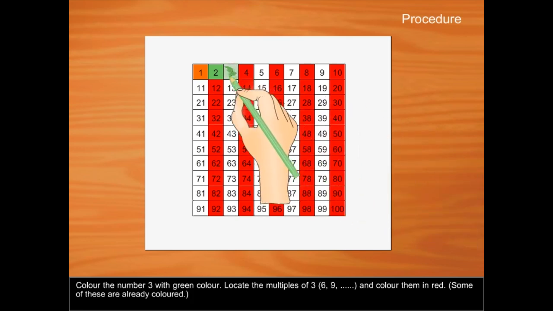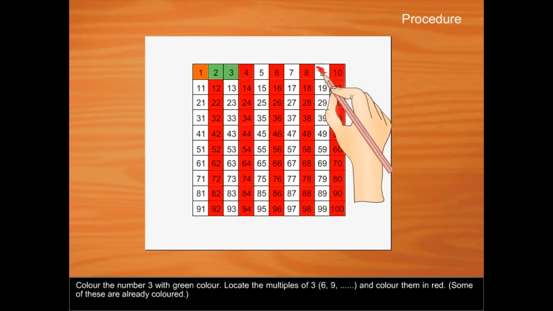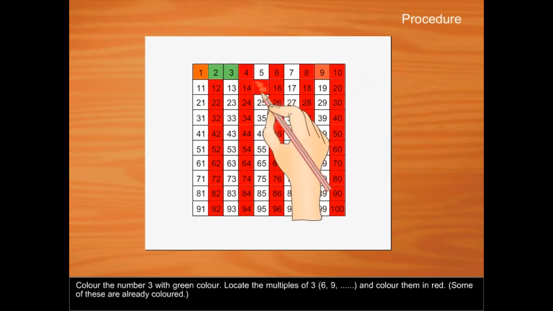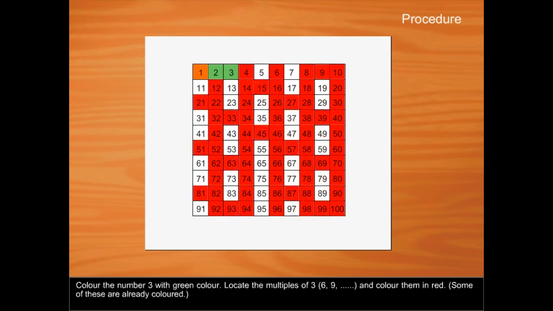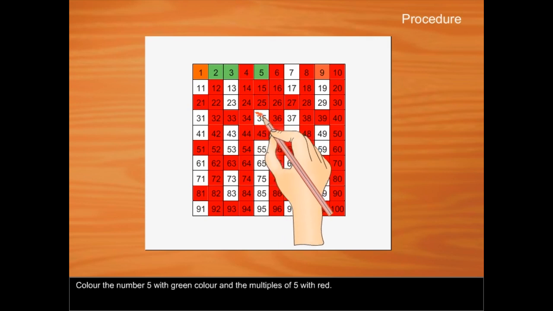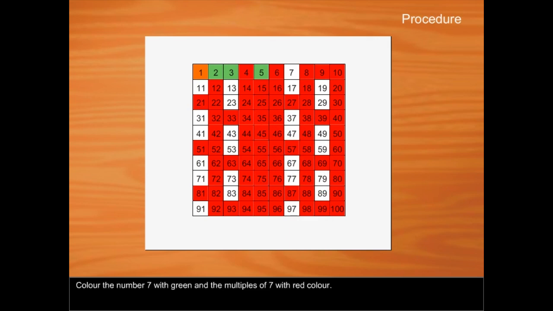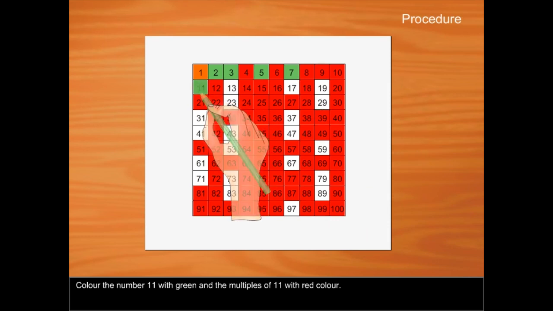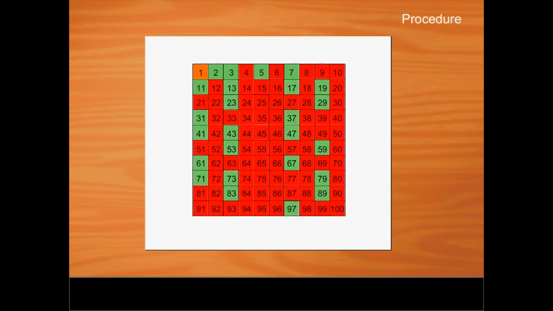Color the number 3 with green color. Locate the multiples of 3, 6, 9 and so on and color them in red. Some of these are already colored. Color the number 5 with green color and the multiples of 5 with red. Color the number 7 with green and the multiples of 7 with red color. Color the number 11 with green and the multiples of 11 with red color.